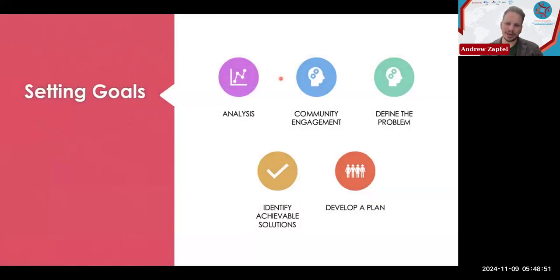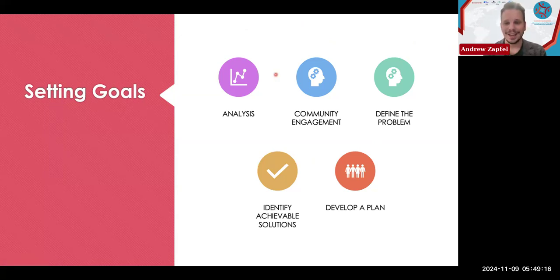So again, here, the kind of buckets, if you will, of setting goals and developing a strategic plan include the analysis, community engagement, defining the problem, identifying achievable solutions, and then developing that plan itself. And I don't want anyone to think that it's going to be the step approach where you do the analysis, engage the community, define the problem, identify achievable solutions, and it's going to be an easy step-by-step approach.